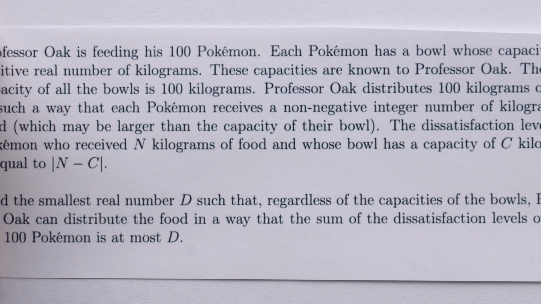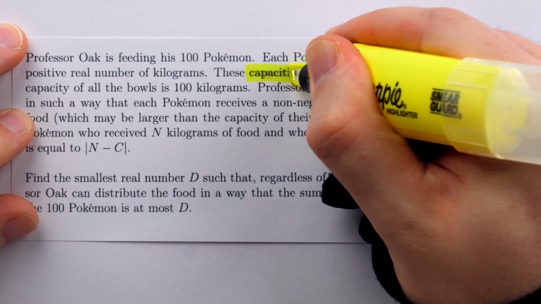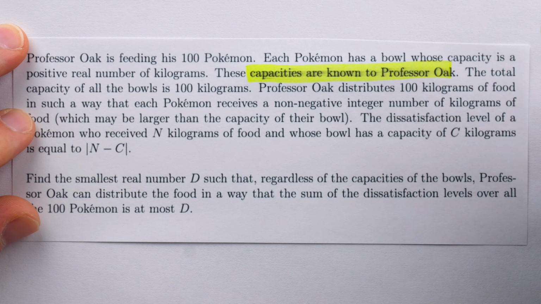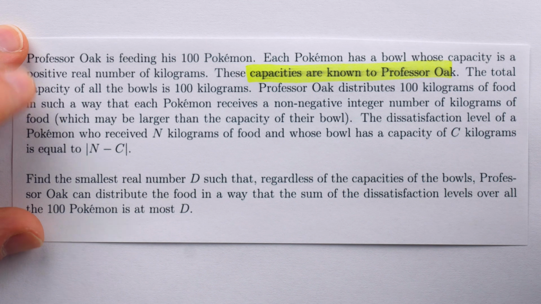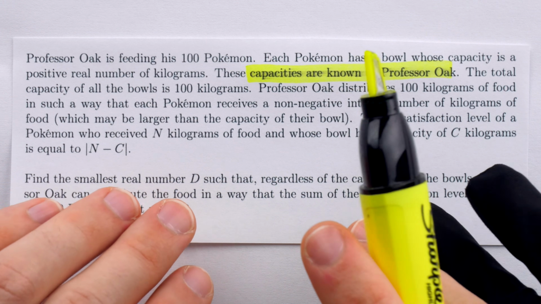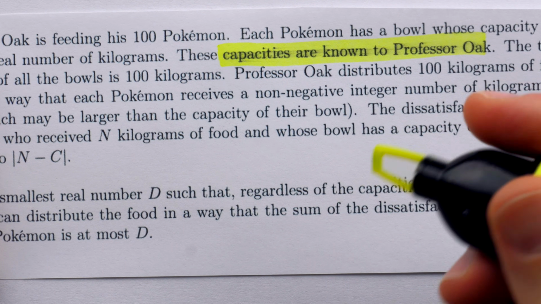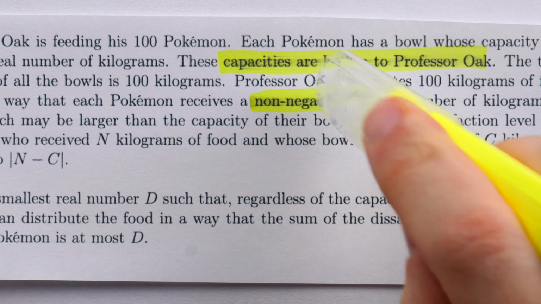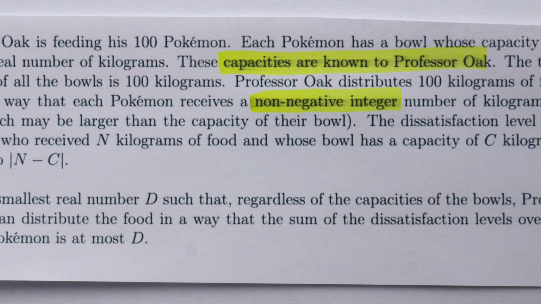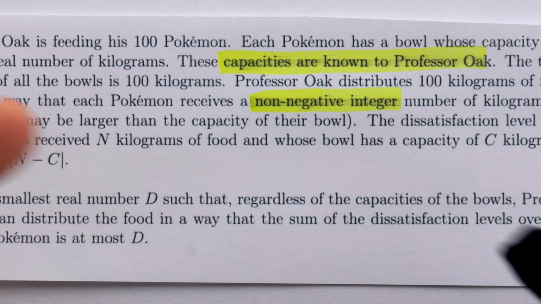There's a lot of important information here we need to make sure we're aware of. Note that the capacities of the bowls are known to Professor Oak. This means the strategy he uses to give the Pokémon food can depend on the capacities of the bowls, because he knows what they are. The food that he doles out to each Pokémon is a non-negative integer. That's also very important to note. This could be because he's distributing Poképuffs, for example, and perhaps each one weighs 1 kilogram, so he can only divvy them up in whole number kilogram amounts.